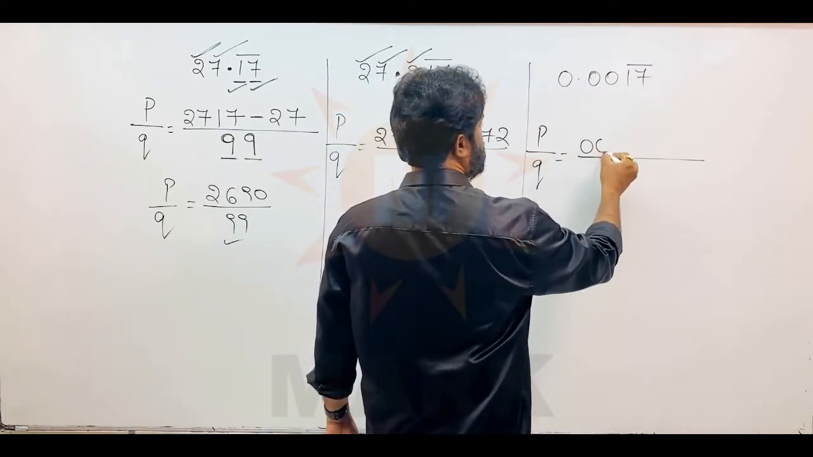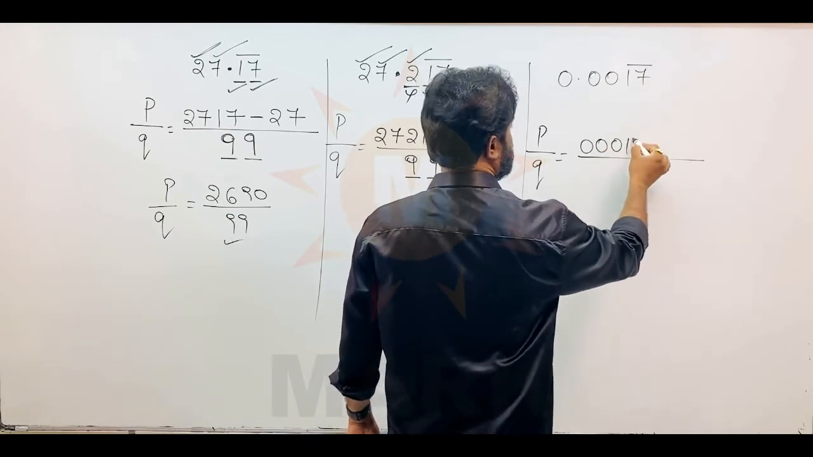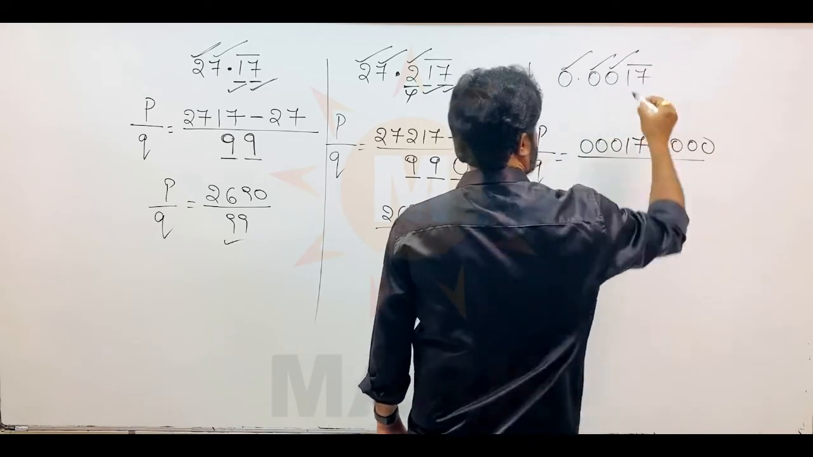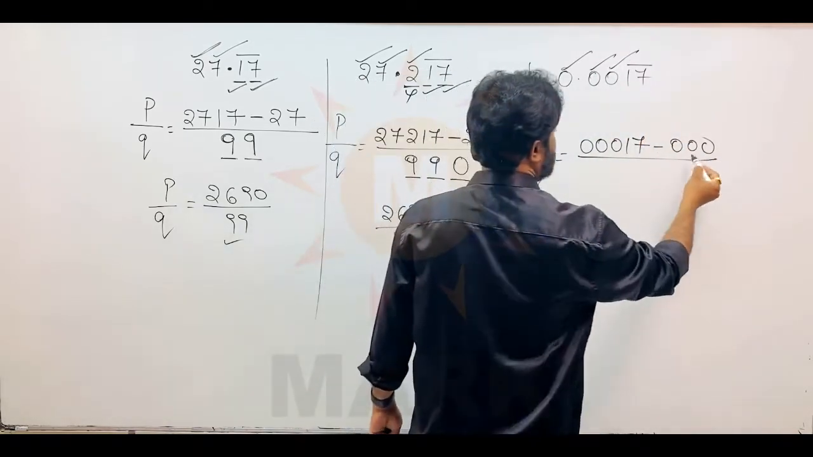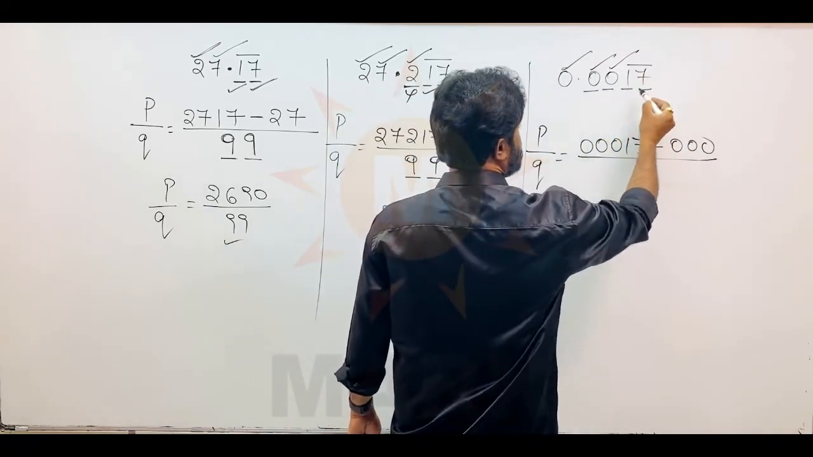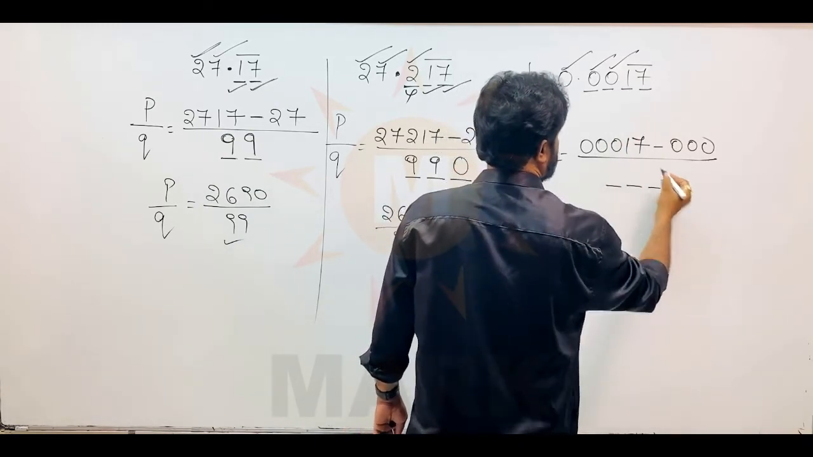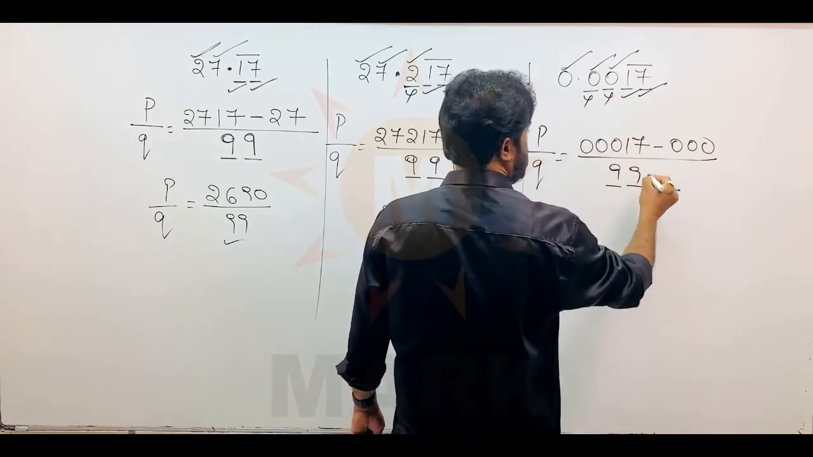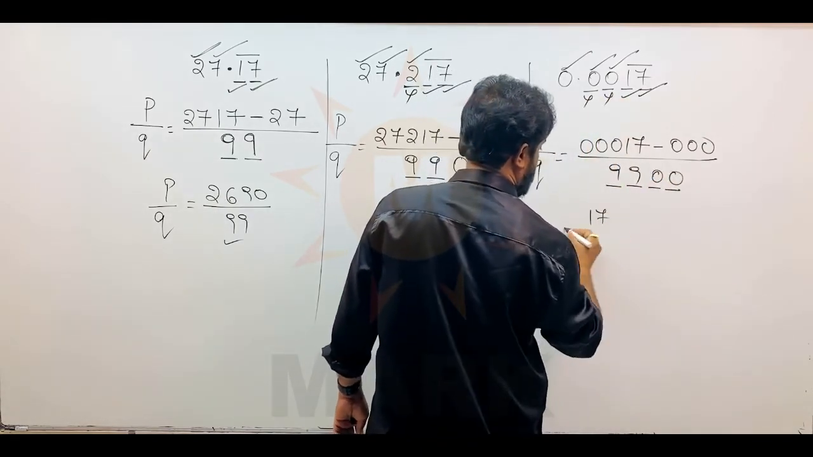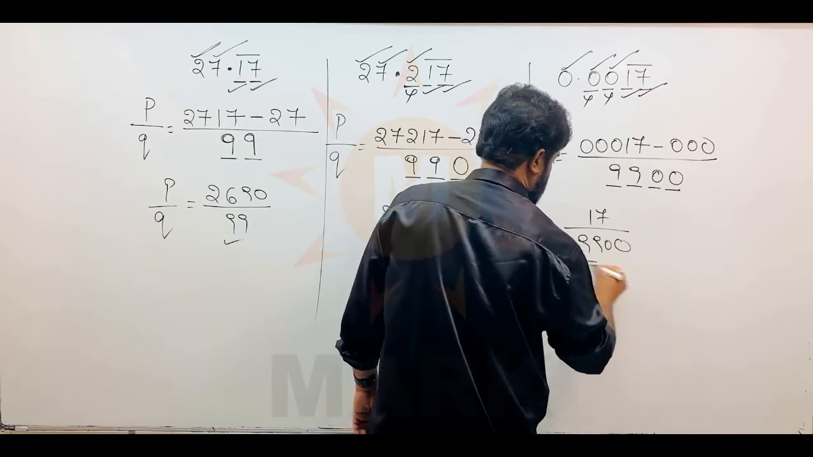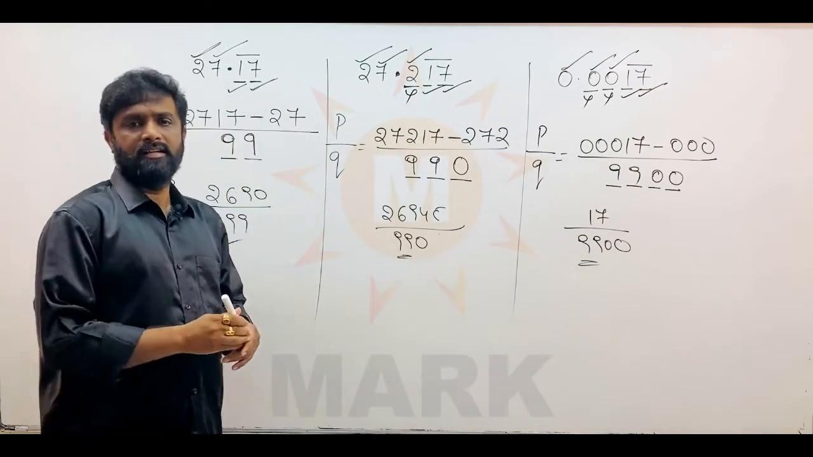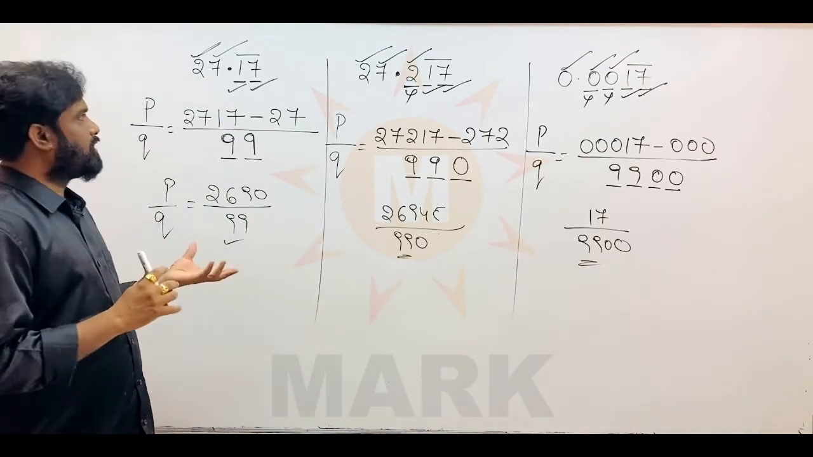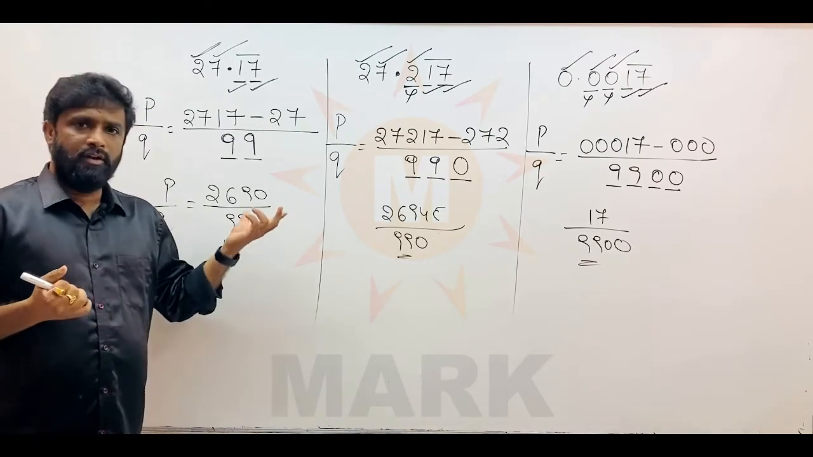So 0, 0, 0, 3 zeros, 1, 7, minus 0, 0, 0. Not necessary, minus 0 or plus 0 doesn't matter, but just for the sake of it I am writing. So 4 digits, so I am giving 4 slots. For 2 digits the bar is there, 2 9s. For 2 numbers the bar is not there, 2 zeros. 17 by 9900 is the answer. This is the easiest way to convert the recurring digits into fractions.